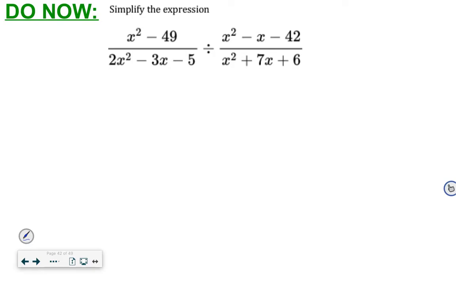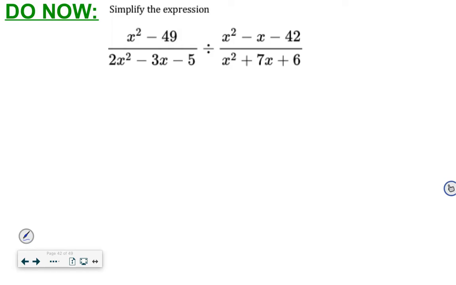Alright, ladies and gentlemen, today we are going to start a new topic. Before starting the new topic, we have a warm-up question. Simplify the expression. To be able to simplify this expression, you need to factorize, and then we will simplify. Alright, let's find all the factors of each expression.